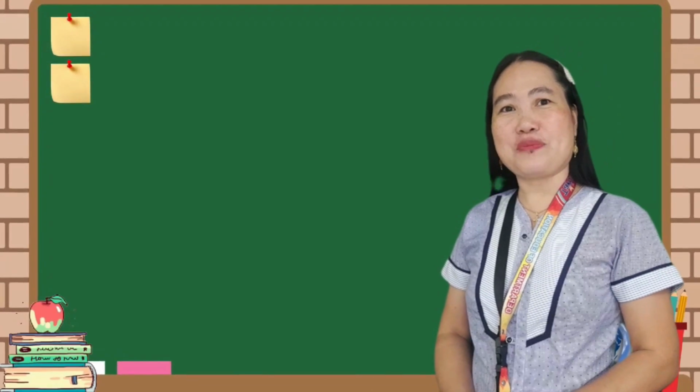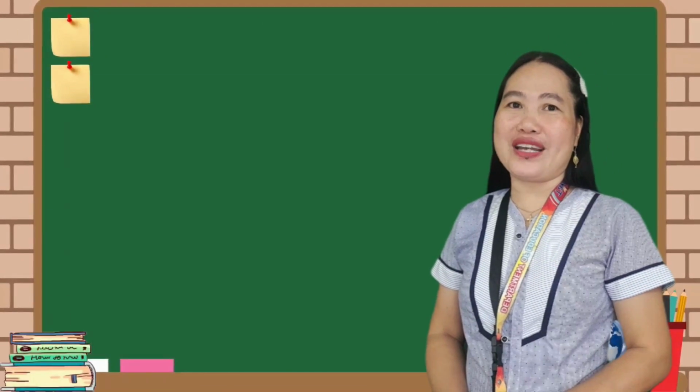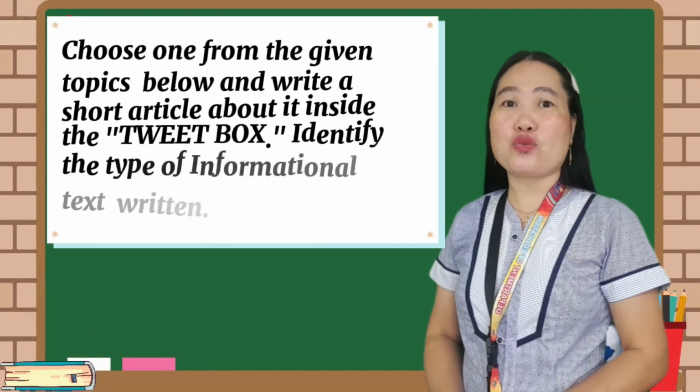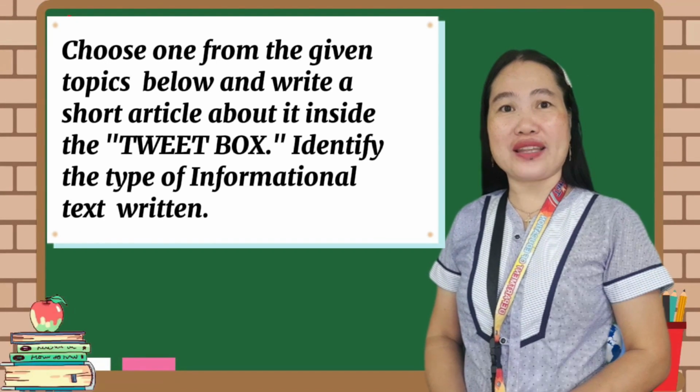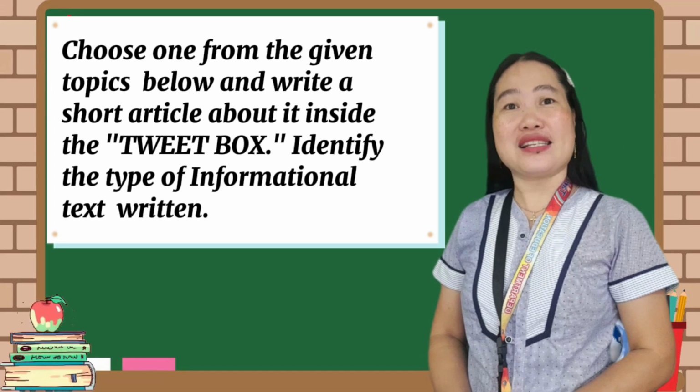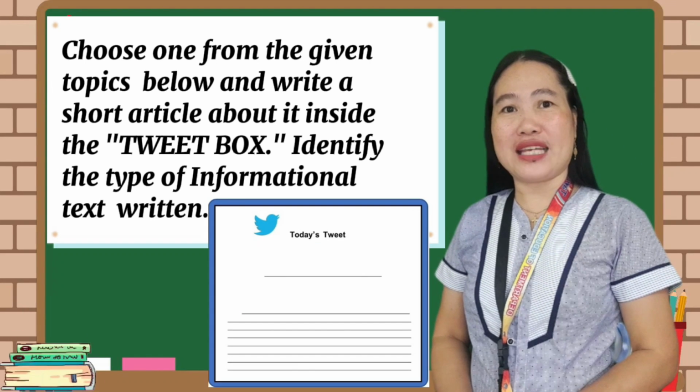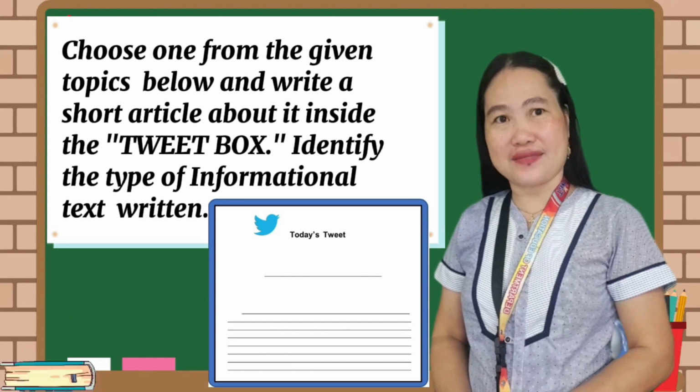Now, let us do the practice task 3. On your learning activity sheet, choose one from the given topics below and write a short article about it inside the tweet box. Identify the type of informational text written.